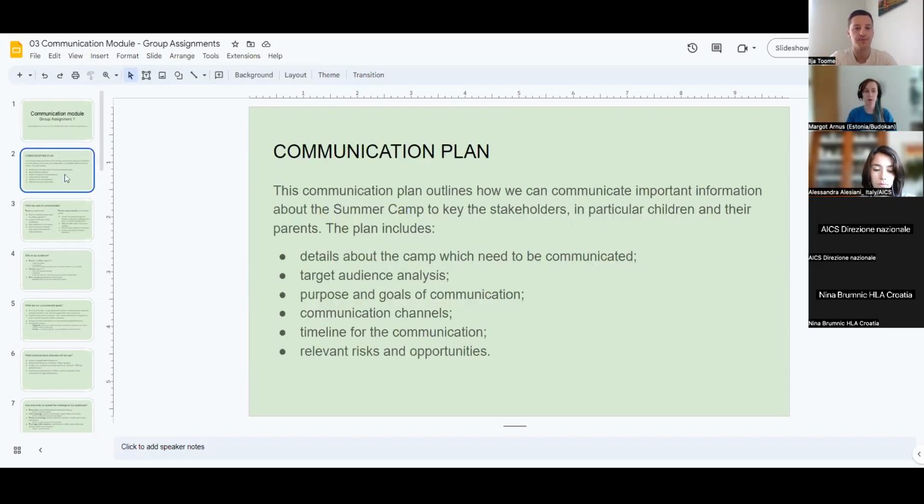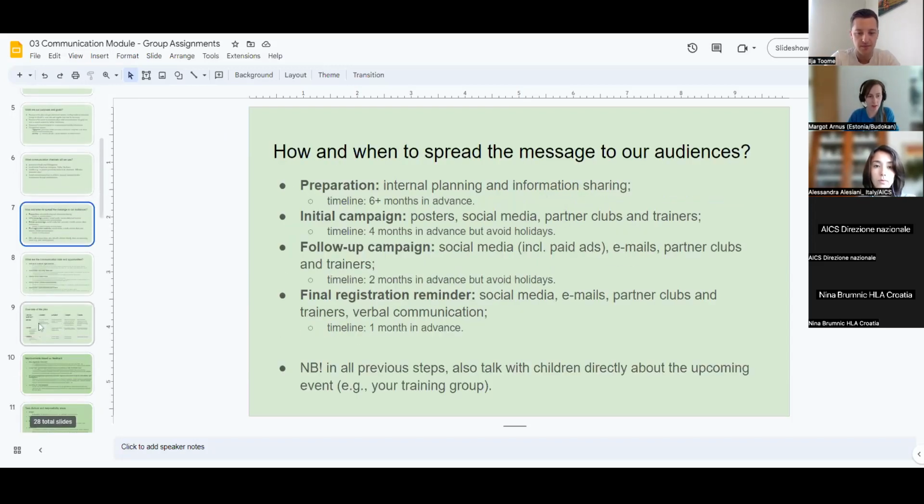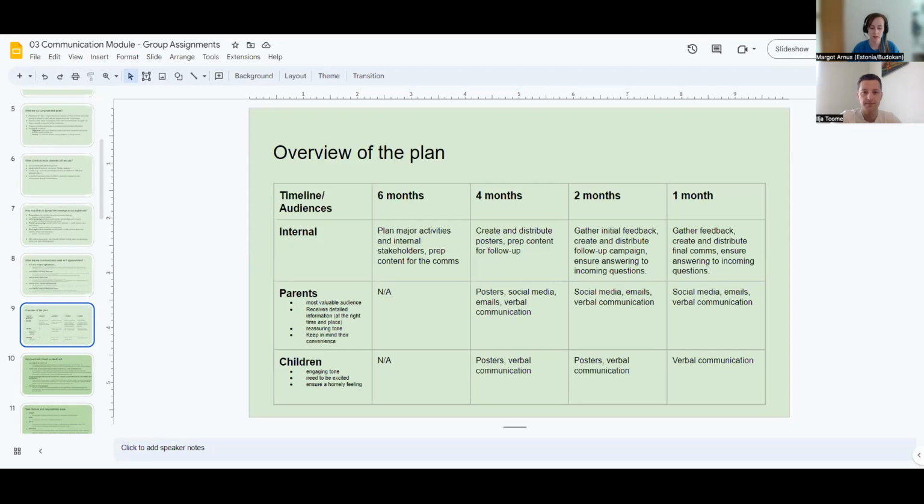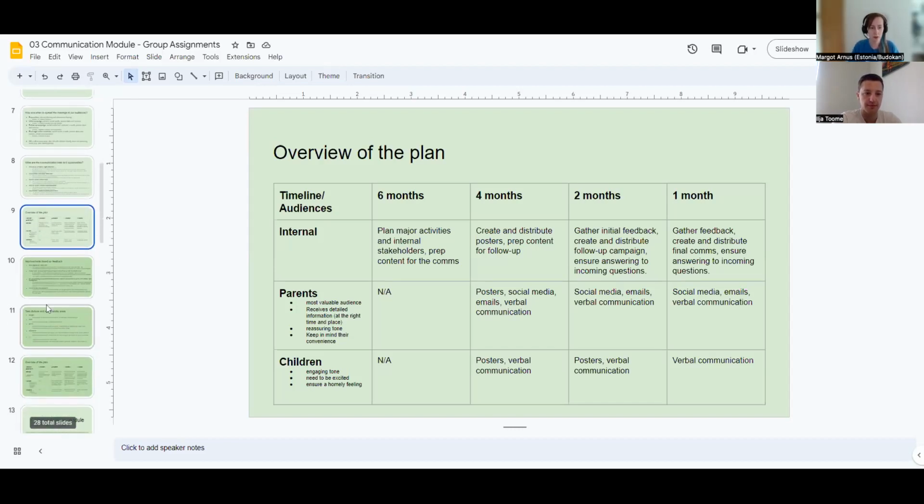Great. So in the first assignment, I'll quickly skip to the overview of the plan, maybe that's simpler to explain. We chose a kids' summer camp, a general physical activity summer camp to include as many children as we can, not one sport specific, so kids can try out different sports and see what they enjoy, and also play together and have fun. We decided it would be important to have at least 6 months of advance internal communication to plan out the major activities, determine internal stakeholders, roles, who's going to do what.